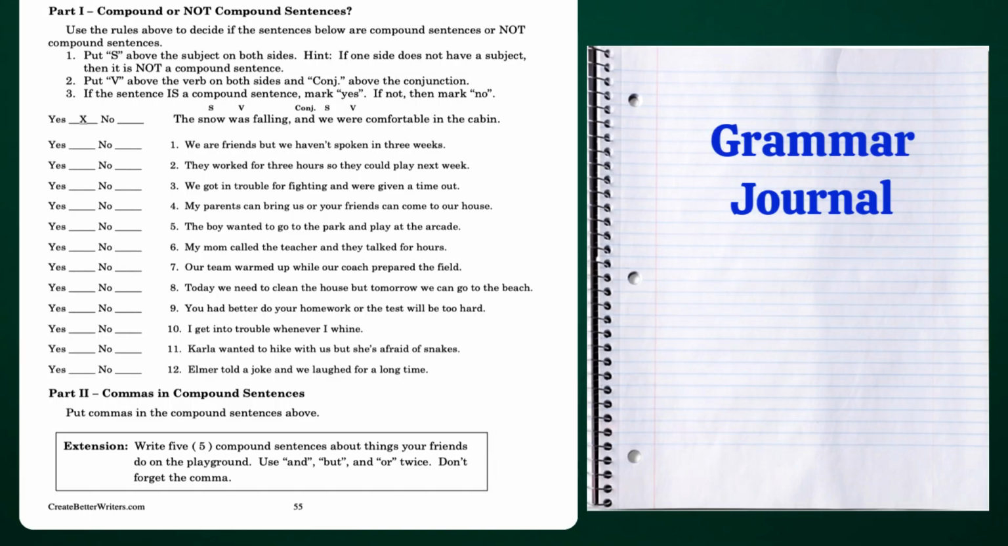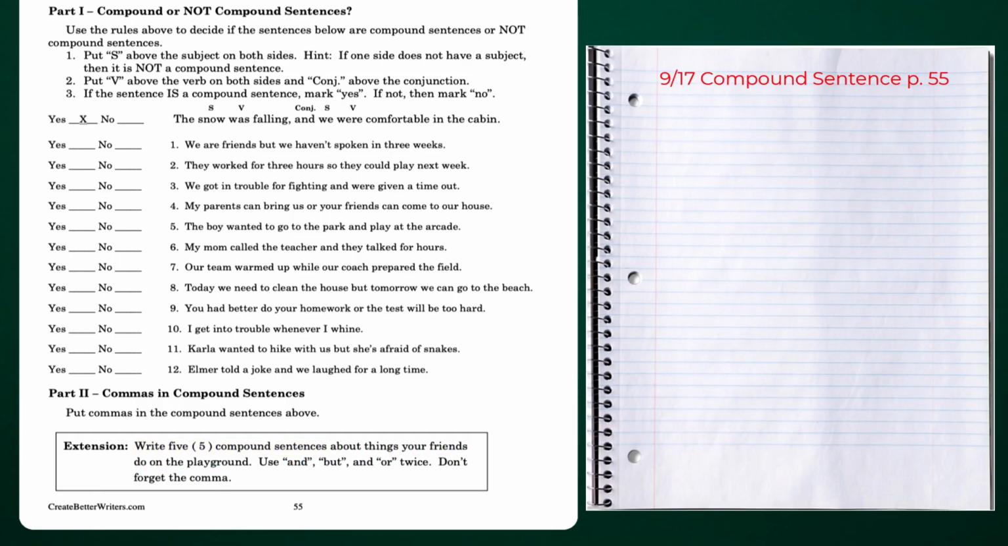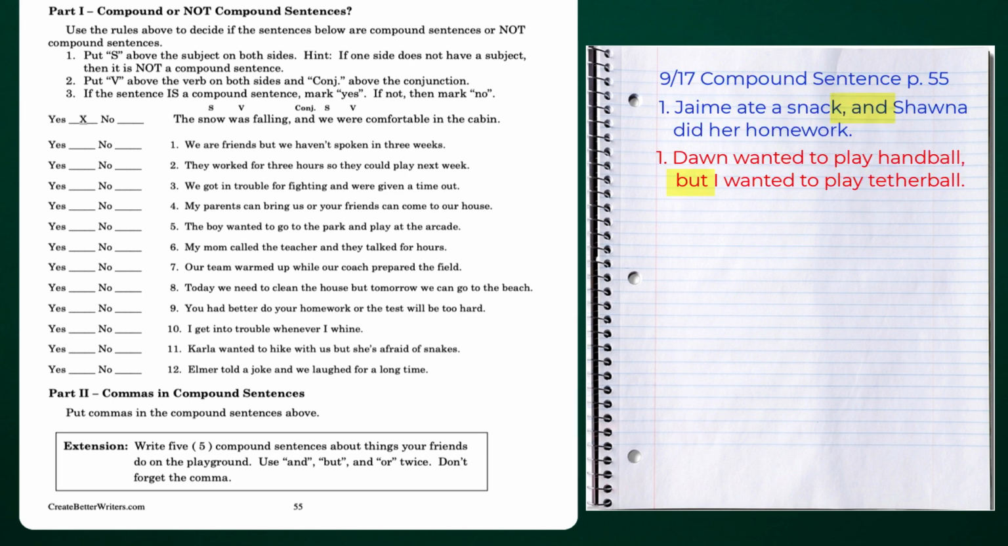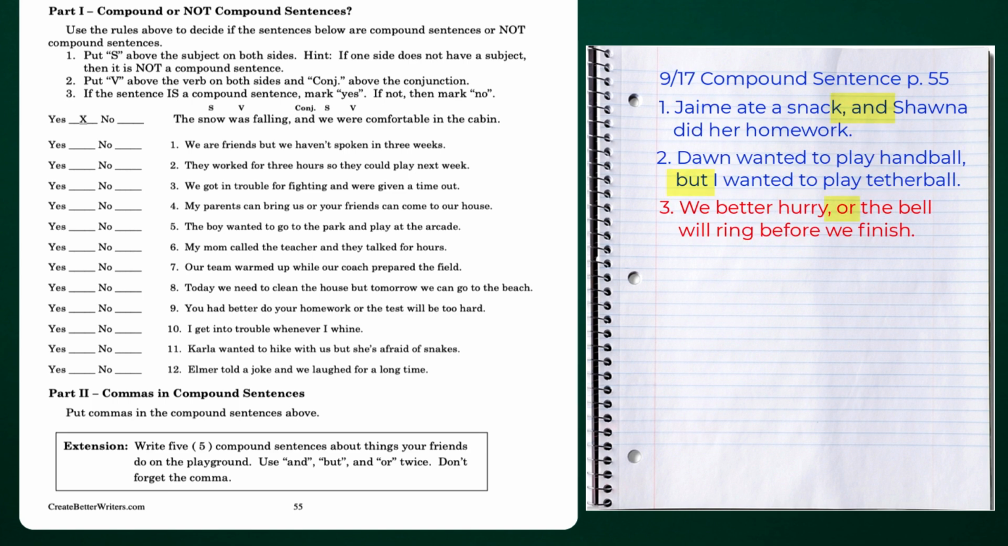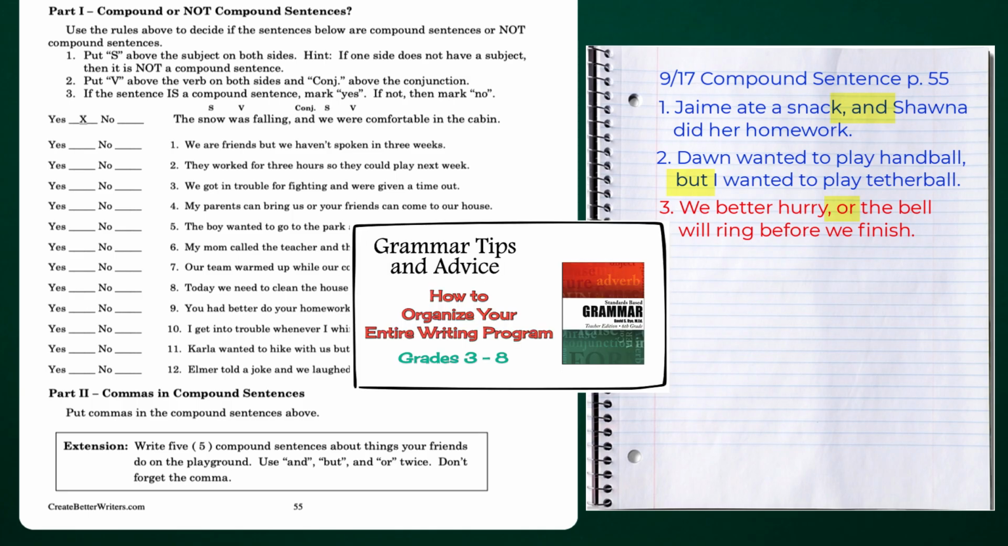You can see in this 10-minute activity that the students are asked to write compound sentences about things their friends do on the playground. They'll do this using the coordinate conjunctions and, but, and or, along with the comma. I do the extensions with the students because doing them with the students gives me so many opportunities to model good writing and point out other writing skills. Again, I go into much more detail about this in the tips and advice video, so I highly recommend that.